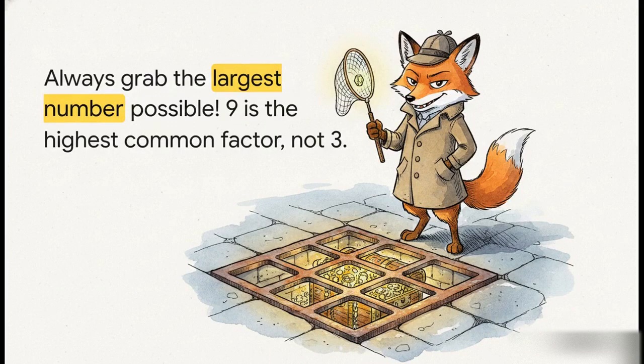Now, trap number 2 is just playfully annoying. It's missing the highest common factor. Say you have 27a cubed b cubed minus 45a to the power of 4b squared. You might look at 27 and 45 and confidently say, oh, I'll take out a 3. But guess what? 3 isn't the highest common factor. 9 is. If you only take out a 3, you're leaving factors trapped inside the bracket, and your answer is incomplete. Always, always grab the largest number possible.